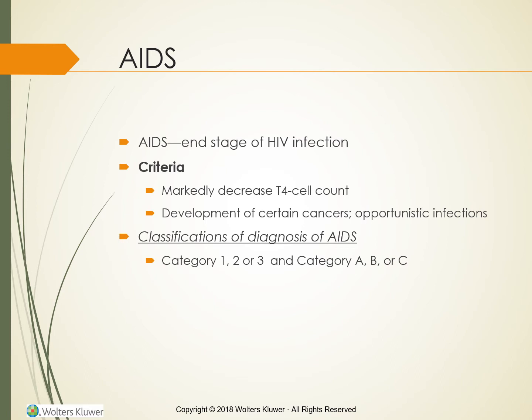Classification for HIV infection. Category 1 is T4 cell count greater than or equal to 500. Category 2 is T4 cell count 200 to 499, and Category 3 is T4 cell count less than 200. Category A and B and C. Category A, HIV positive with one or more of the following: no symptoms, persistent generalized lymphadenopathy, which is swollen lymph nodes, acute, primarily HIV infection with accompanying illness or history of acute HIV infection. So again, one or more of the following could occur in Category A.